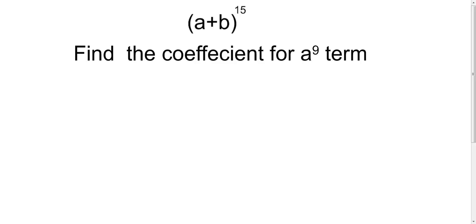What I want you to notice is that this is to the 15th power, okay? So that means I need to have 15 rows. I need to be at the 15th row. And remember, it starts at row 0. And I need to figure out what would happen for a to the 9th, okay? This is how that would look in expanded form. The 15th row, the very last row in that triangle, would look like this.